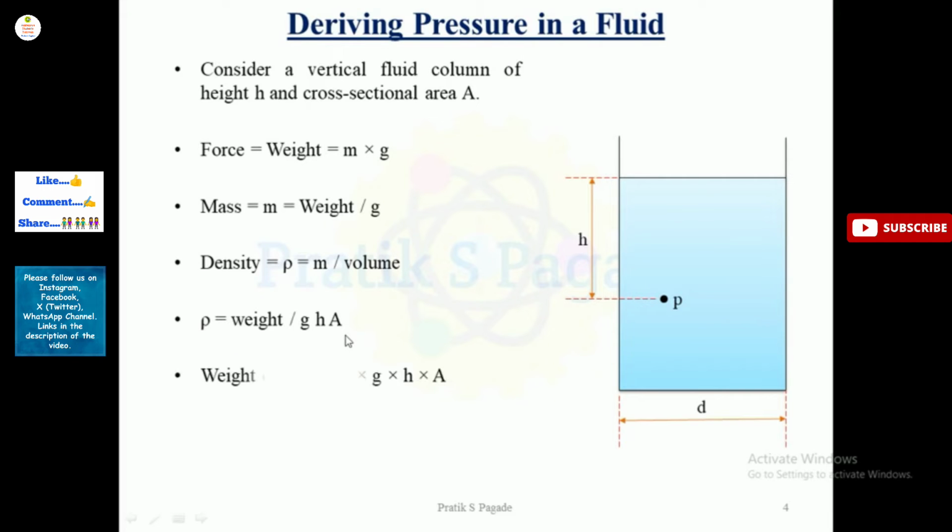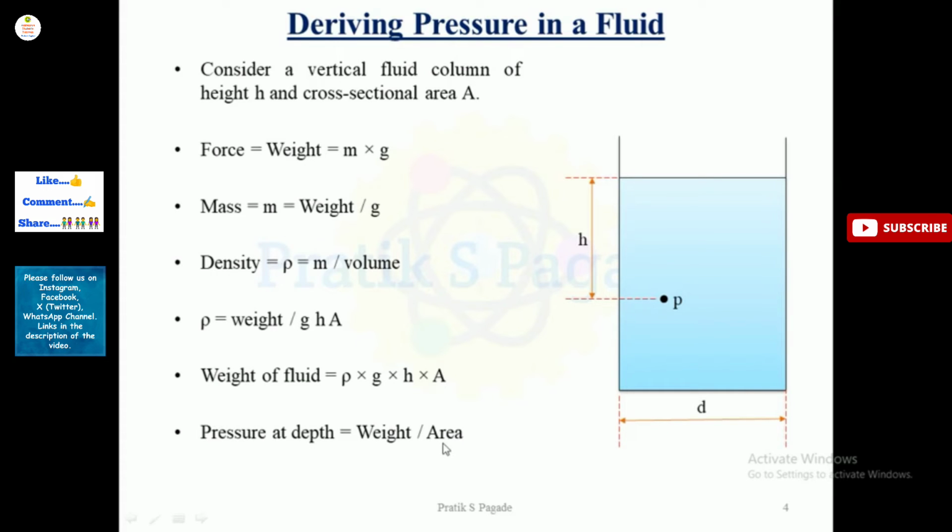Okay, now let's see here, weight of fluid we will get. We will move this term GHA to the leftward side. From that we will get weight of fluid is equal to rho GHA. Okay, so further see here, pressure at depth is equal to weight upon area, as we have seen earlier.